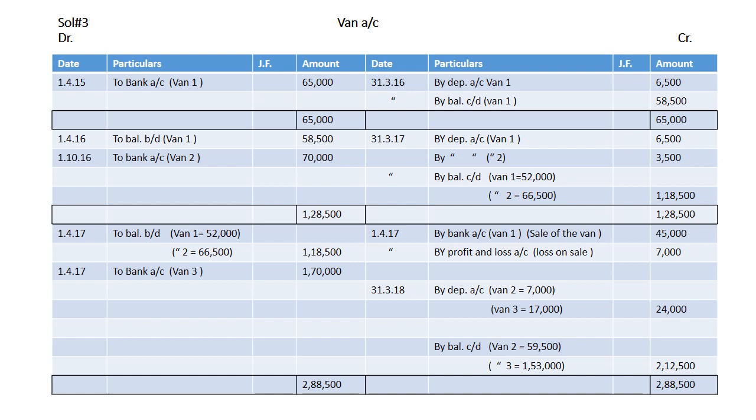This is the van account. Again, we have to draw 8 columns. On the debit side, it will be date, particulars, journal folio, amount. On the credit side, again, it will be the same: date, particulars, journal folio and amount.